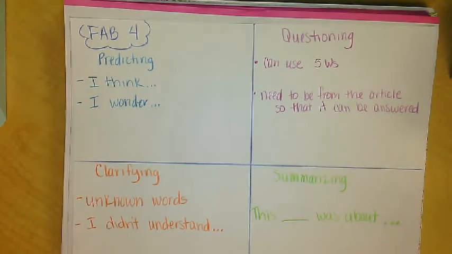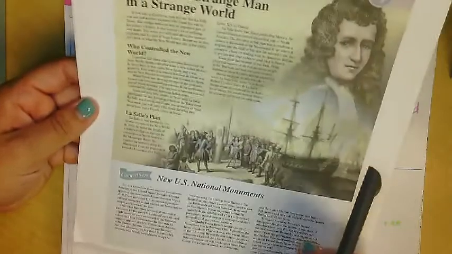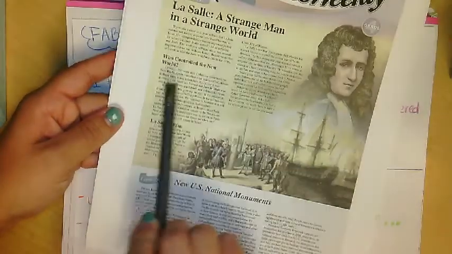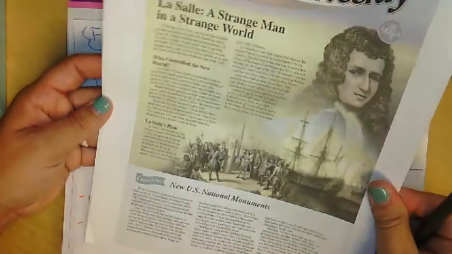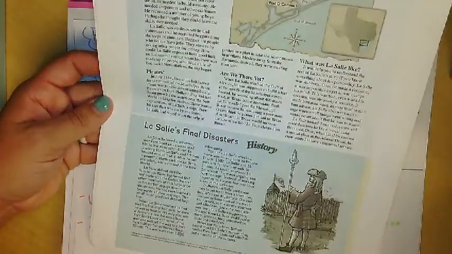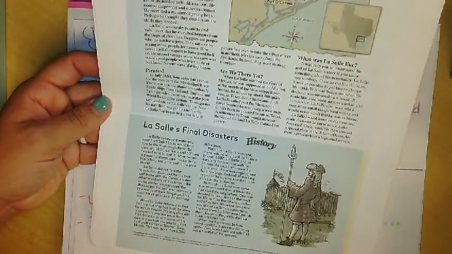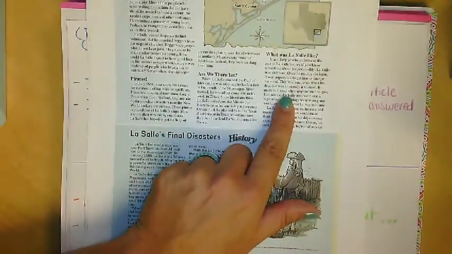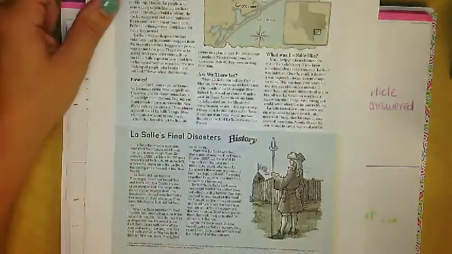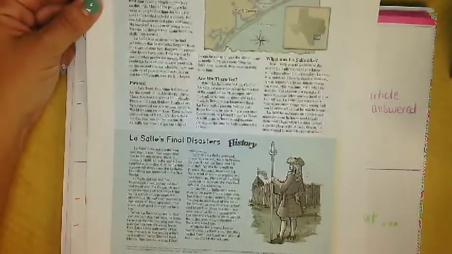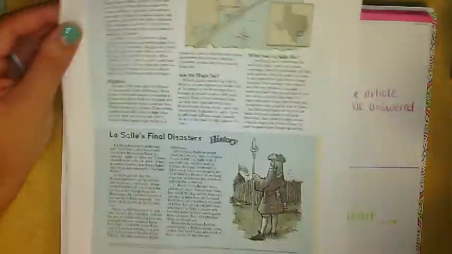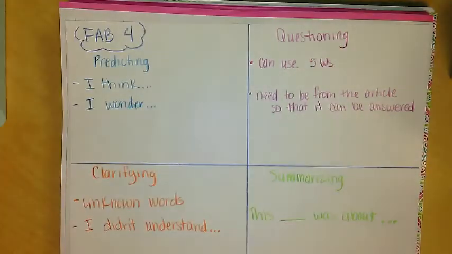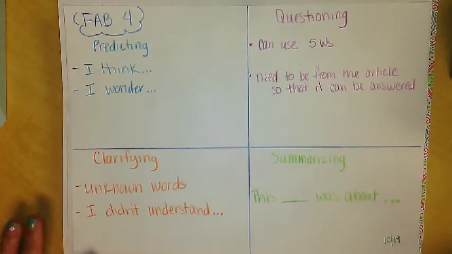So some of the questions that you could have as you were reading might be exactly one of these. Who controlled the New World? Or what was the New World? You could ask questions like, how did LaSalle's personality affect his ability to lead the men that he was in charge of? Things like that. And we're going to do that while we're reading.